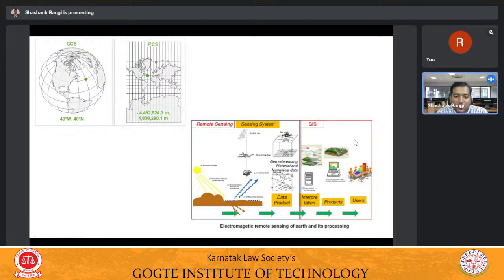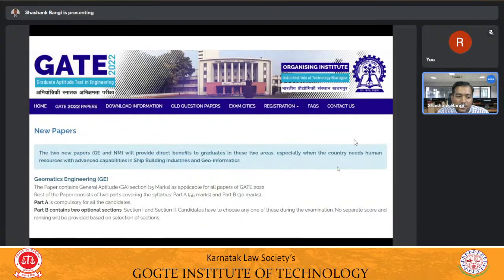And one more thing I would like to highlight in this session. Recently, GATE 2022 has included geomatics engineering as one of the separate GATE papers. It has started from this year, and most of the syllabus, whatever I have presented, is similar to the geomatics engineering syllabus defined by the GATE.